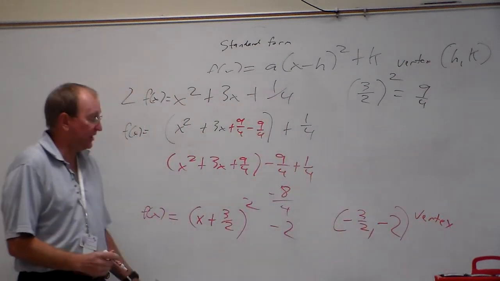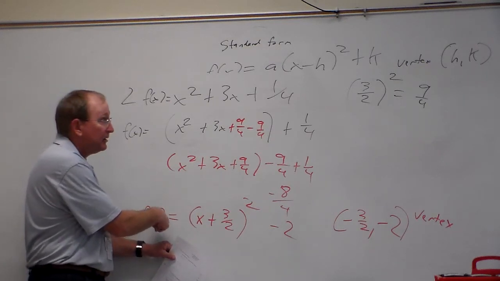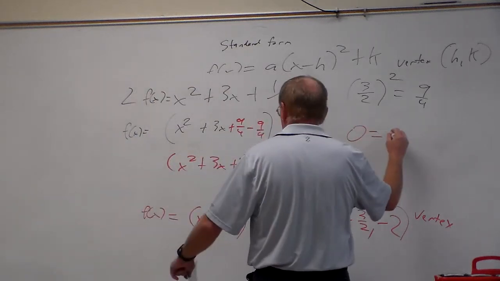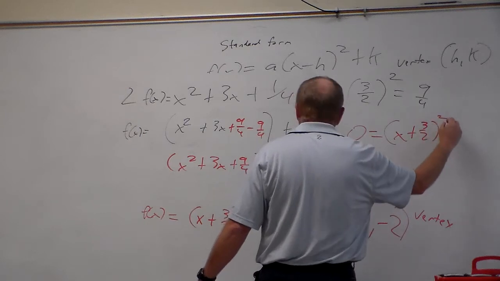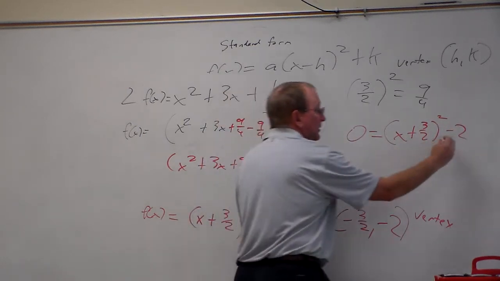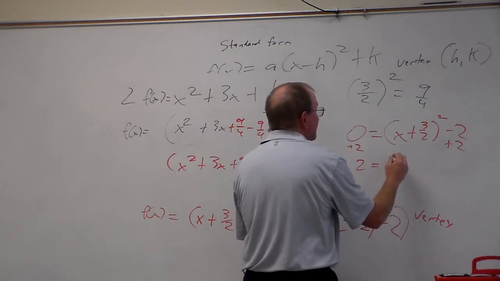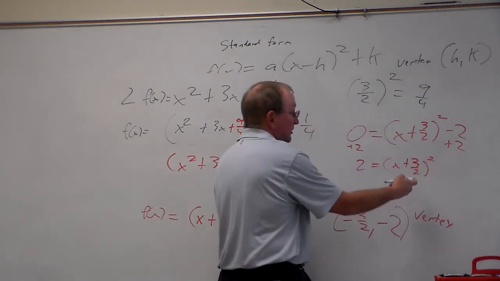The easiest way to get the x-intercept is to take this and make it a 0. So if I go 0 equals x plus 3/2 squared minus 2, guess what I'm going to do first? Add 2, right? So 2 equals x plus 3/2 squared.